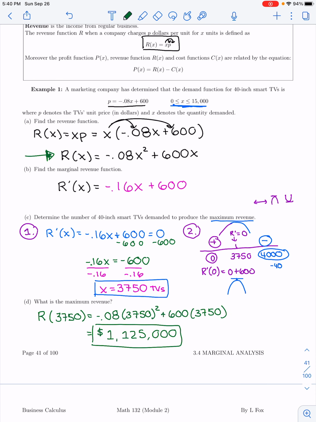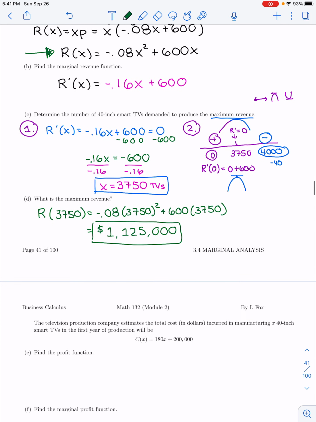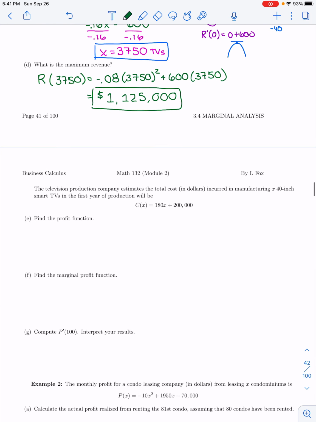But we want to remember that revenue isn't the end-all be-all. There's a couple formulas in that box up there for a reason. So revenue is their income. Yeah, they're going to make $1.125 million off of these sales, but we want to figure out what's their profit. That's going to take into consideration how much cost it makes to produce these smart TVs. So we want to see what's happening with profit, which will be on the next page.